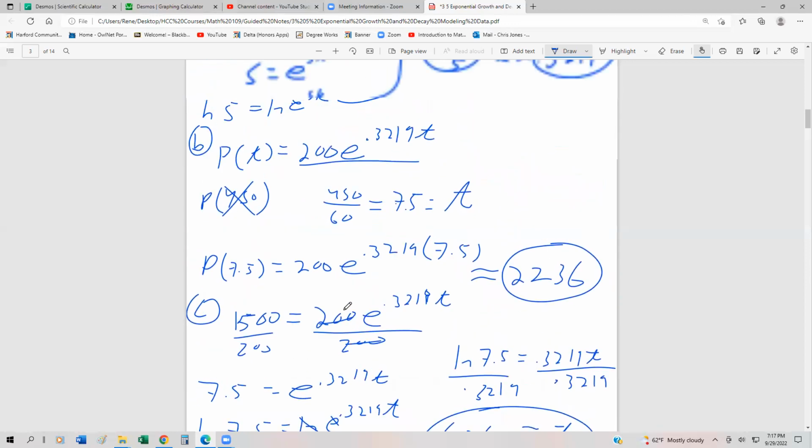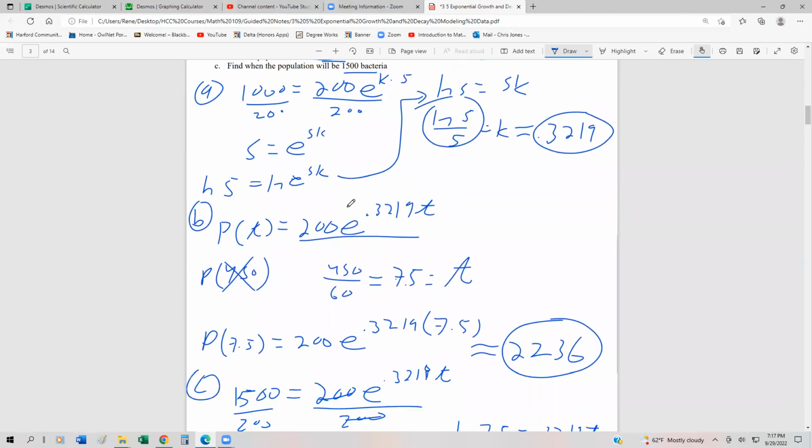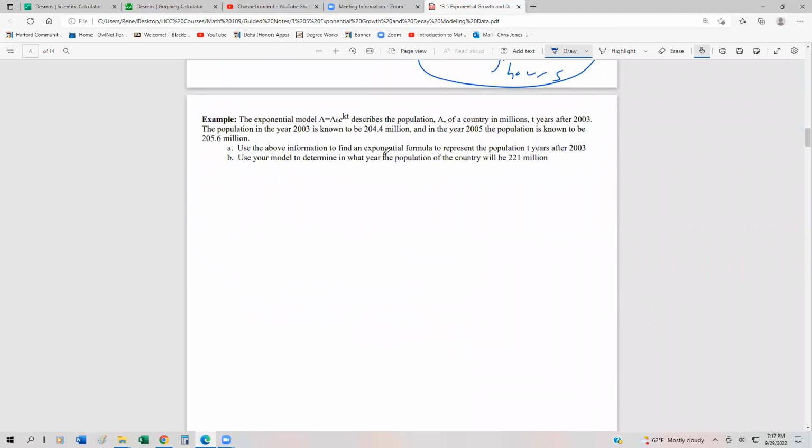So lots of stuff that we can do with these types of problems where we have to try to find k and t and just go through and use our exponential equations. All right. Another example, and this one's going to be more of like the years of modeling. So we have an exponential model, A equals A sub naught e to the kt, describes the population, which is going to be A, of some country in millions t years after 2003. So the population in the year 2003 is known to be 204.4 million. And then the year 2005, the population is known to be 205.6 million.